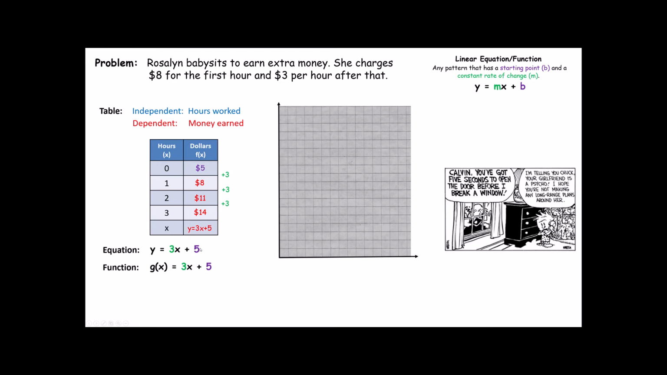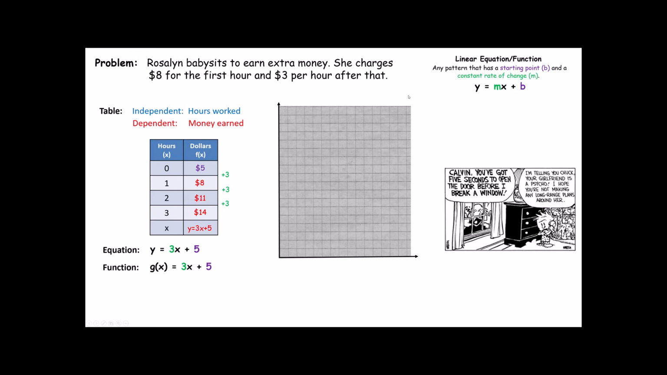Now, what I'm going to do is create a graph of this story. The graph of a function is our third representation. Actually, let me rephrase that. That is our fourth representation. You have the word problem, that's 1. The table that you have here, that's 2. The equation or function is 3. The graph is the fourth way we would represent this.